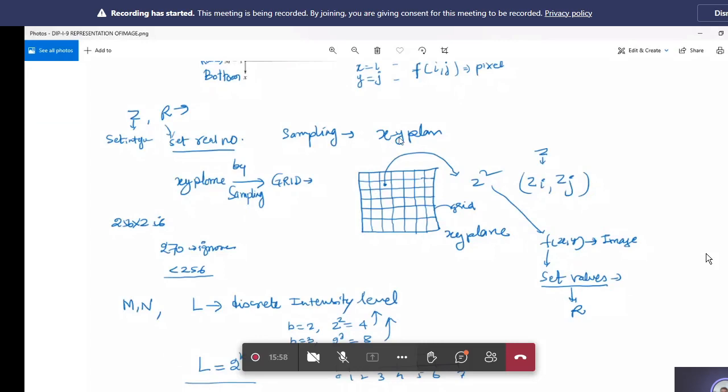So this we have converted in terms of grid. So these grids, where the center value is Z square, where this Z contains zi and zj. And the next thing that I was explaining, the discrete intensity level, is represented by capital L. And this L is equal to 2 to the power k, and this k represents the number of bits. Okay, so come back here.